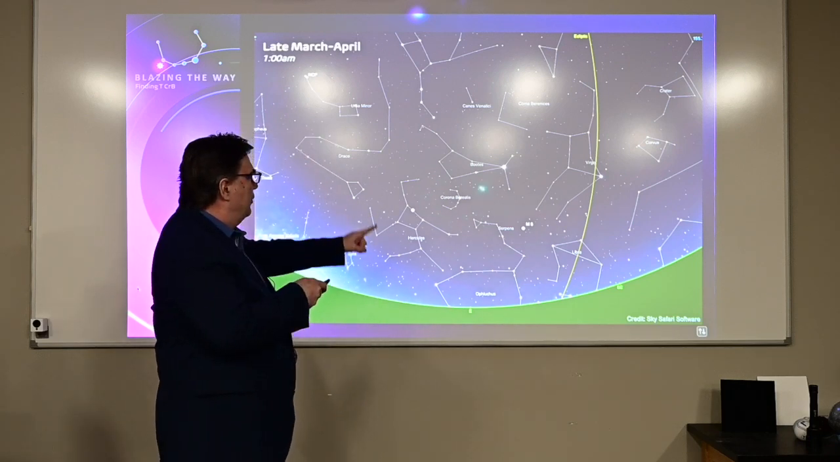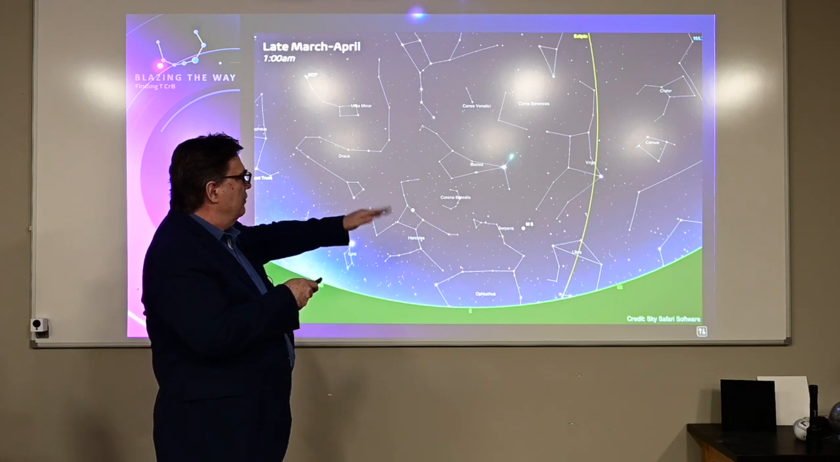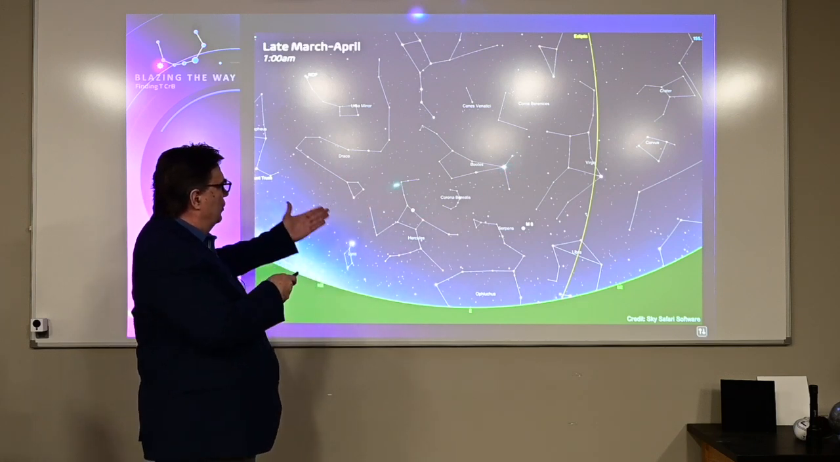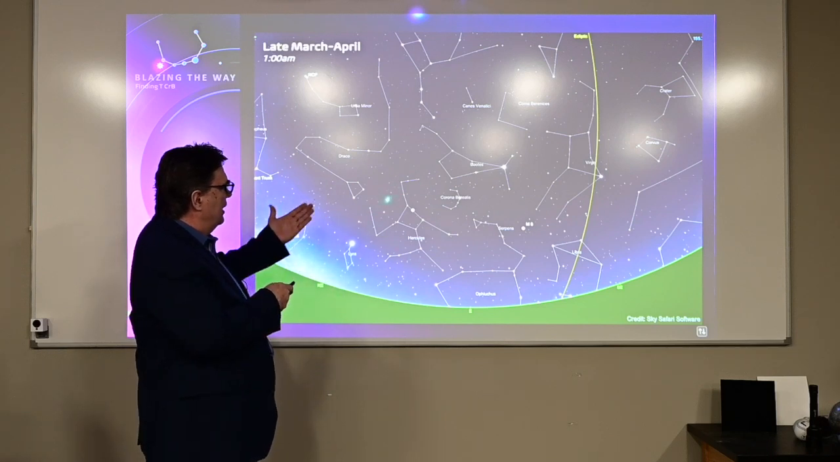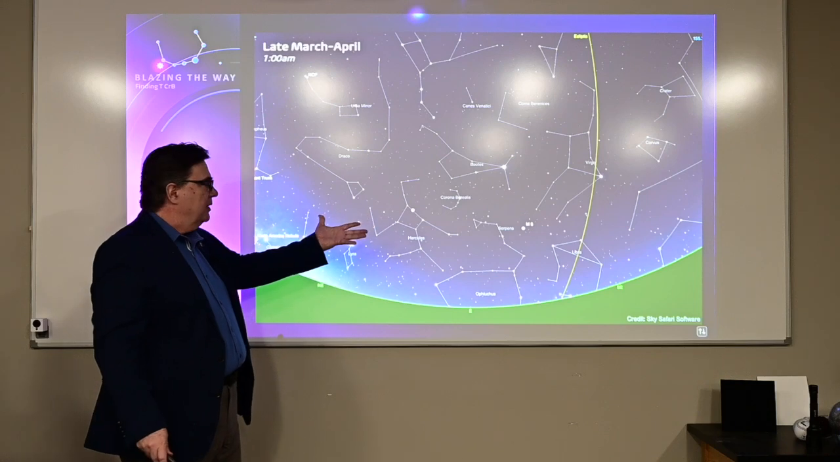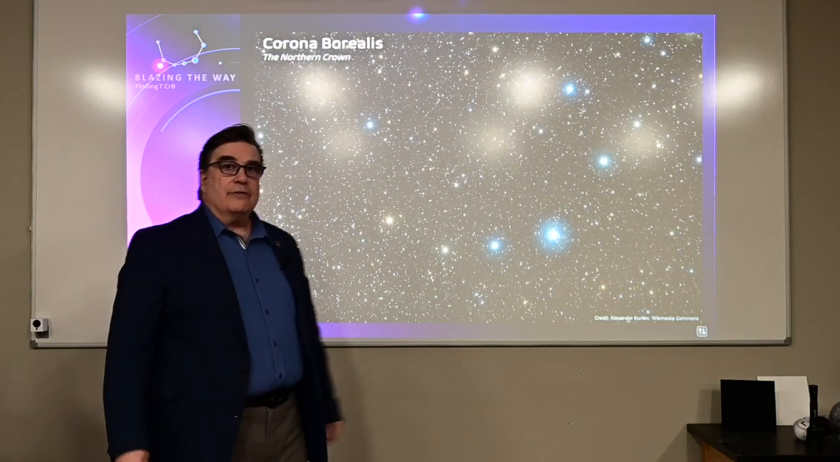Coronae Borealis, the northern crown, is right next to Arcturus. Arcturus is in the constellation of Boötes, the herdsman, and next to Coronae Borealis on the other side is Hercules. Soon, the entire summer triangle will be coming up in the northeast.